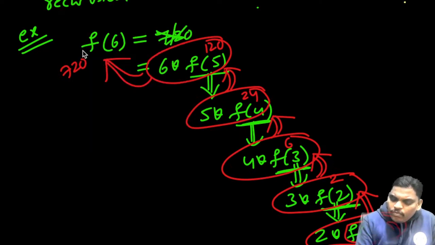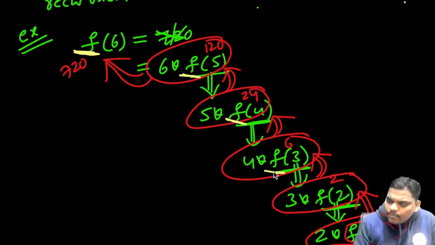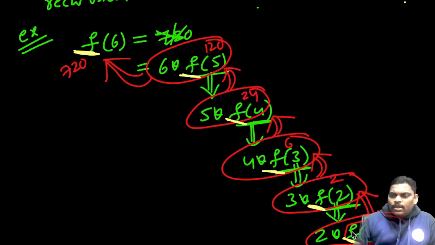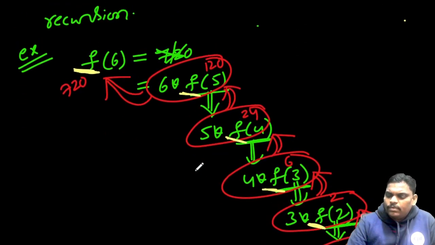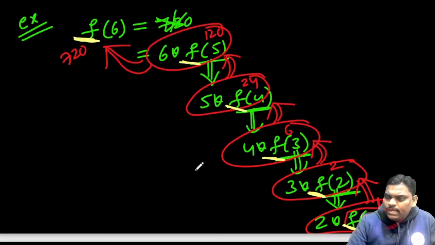Listen everyone now. So function name is f. F calling f, f calling f. That is called recursion. A function calling itself is known as recursion. Recursion definition is that a function is calling itself. See, f calling f, f calling f, f calling f, recursion.